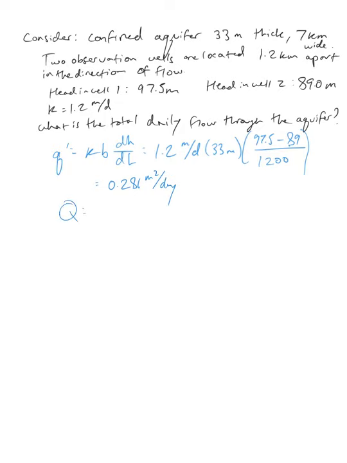So Q is equal to Q prime times my width, which was 7 kilometers or 7,000 meters. So 0.281 times 7,000, and I get 2,000 meters cubed per day. Okay, so quite simple, plug and chug. Next problem.